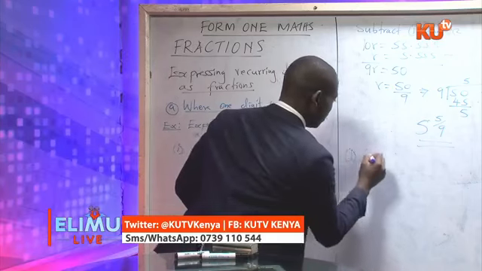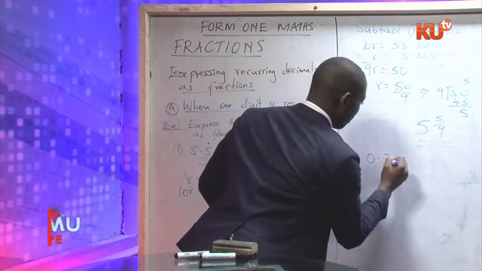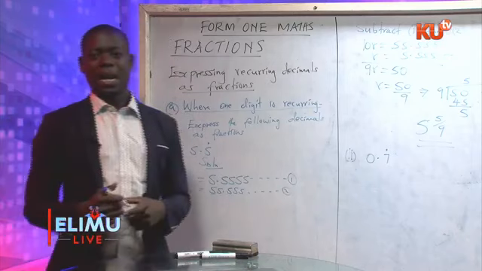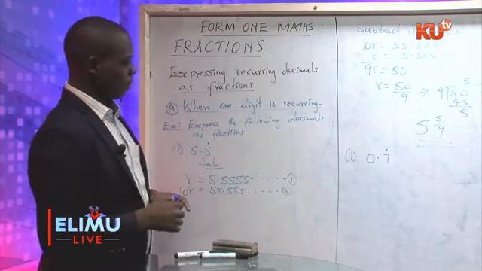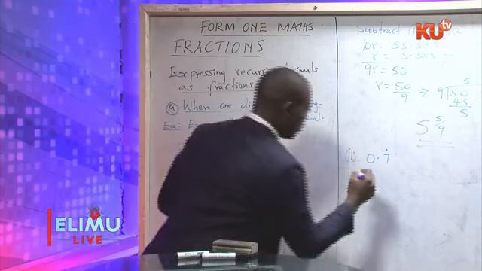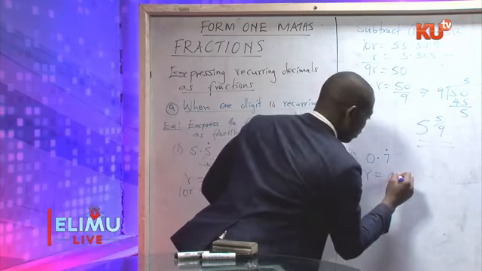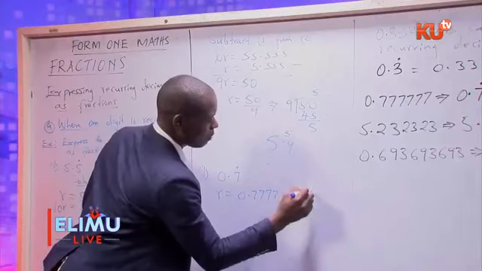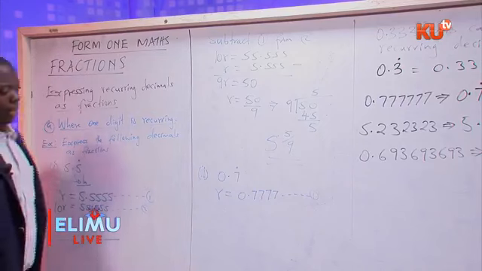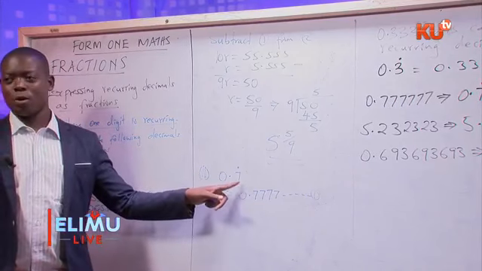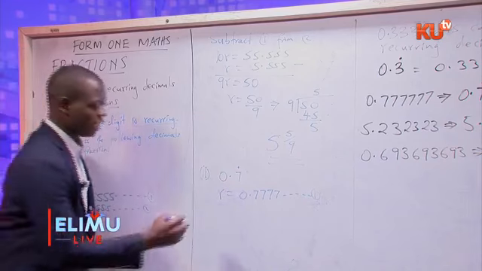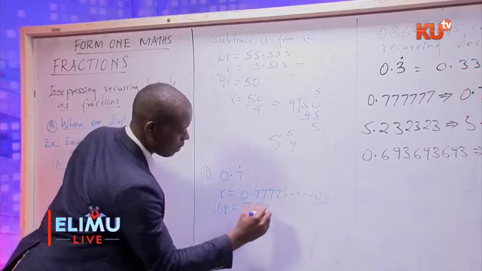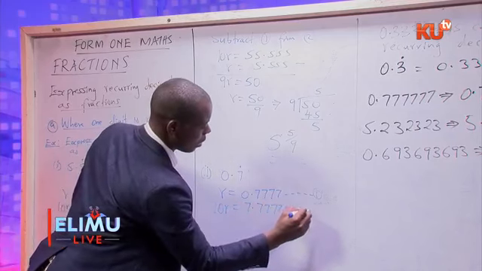What if you are given 0.7 with a dot on top of 7, implying that 7 is recurring? We shall do the same procedure. R will be 0.7777, and we are saying you can write as many 7s as you want. How many decimal places? 1. So that makes it 10R is 7.777, and that is equation number 2.